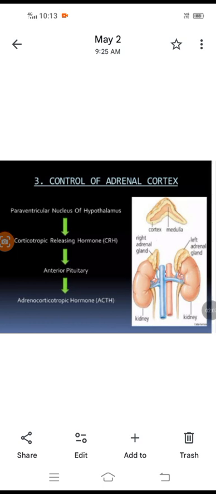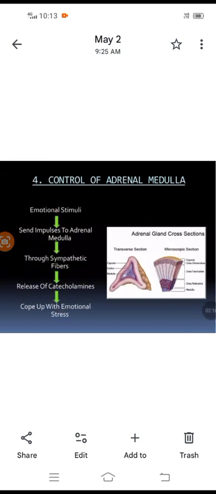Next is control of adrenal cortex. Paraventricular nucleus of hypothalamus to corticotropic releasing hormone to anterior pituitary to ACTH, that is adrenocorticotropic hormone. Next is control of adrenal medulla. Emotional stimuli send impulses to adrenal medulla through sympathetic fibers. Release of catecholamines helps cope with emotional stress.